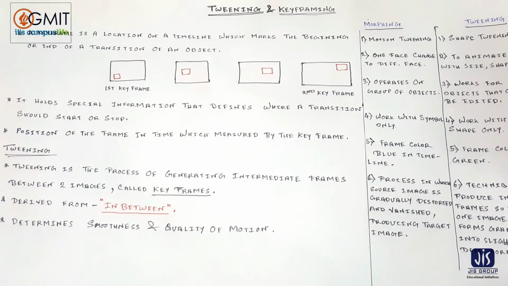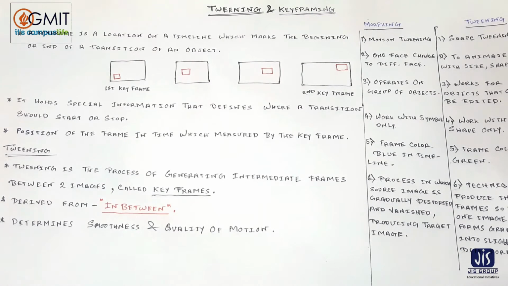So what is keyframing? Keyframe is the location on the timeline which denotes the beginning and end of the transition, and that holds the necessary information about the animation. That's why this is important. That's it. Now comes the next part, that is twinning.